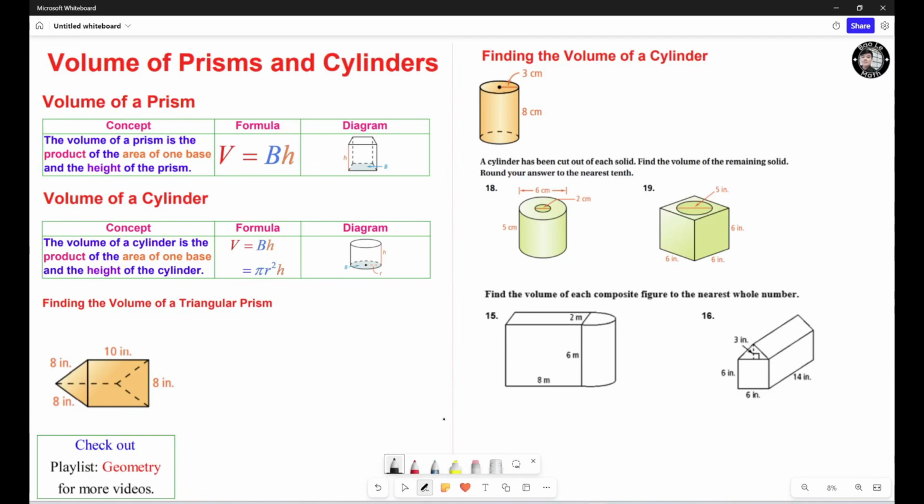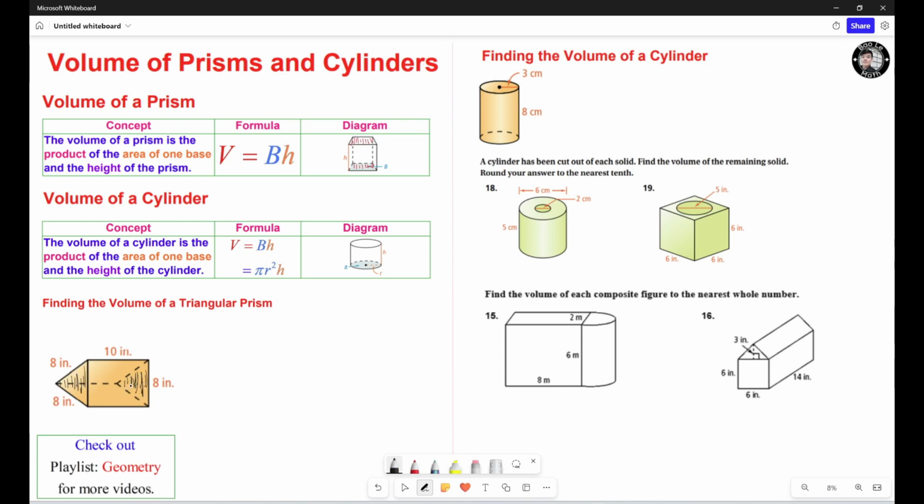Hello everyone, in this video we're going to learn how to calculate the volume of prisms and cylinders. A prism is a 3D figure that has two parallel bases. Look at this one, the base on the top and the base on the bottom, they are always parallel. Look at this one right here, the base right here and the base right here, they are parallel.